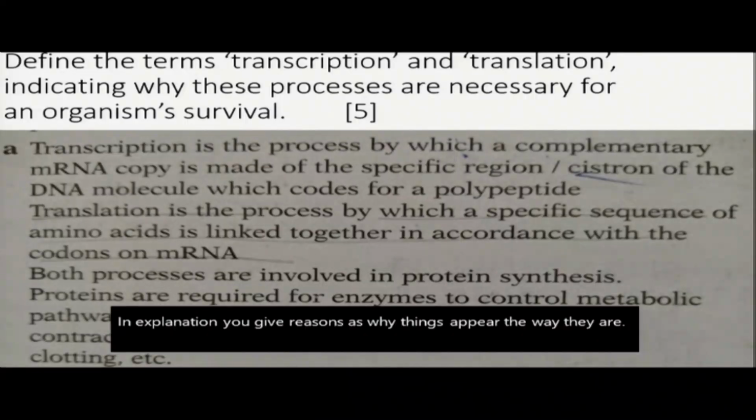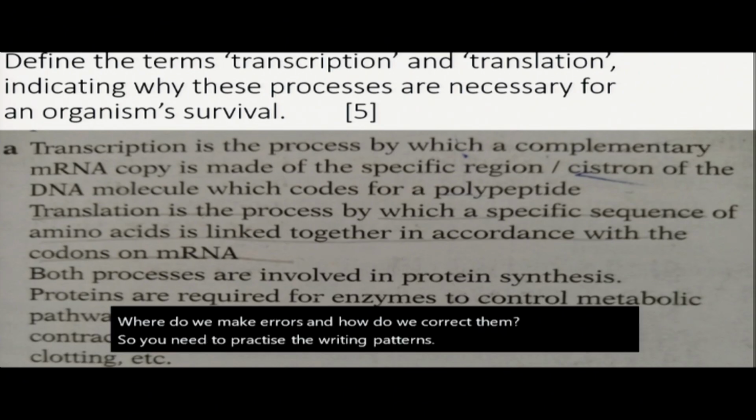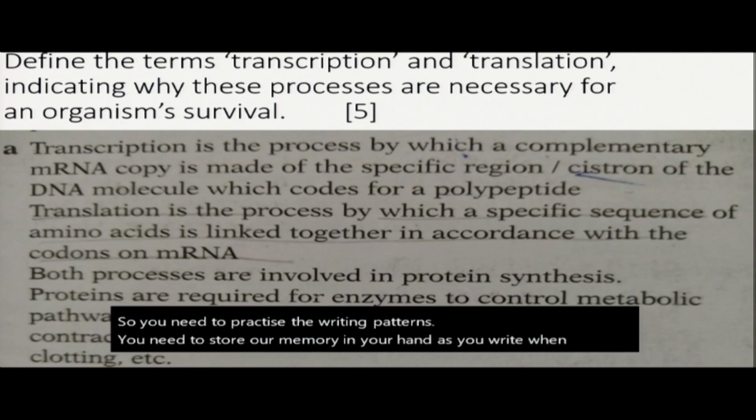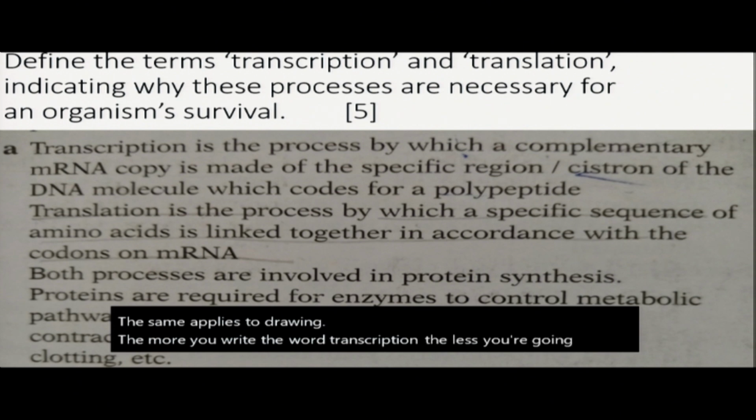So there we go, the first one, like I talked about, the 5 marks. Which components do we need in our answers? Where do we make errors, and how do we correct them? So you need to practice the writing part of it. You need to store a memory in your hand as you write. When you're writing, your hand should have a memory. The same applies to drawing. The more you write the word transcription, the less you're going to have an error in its spellings.